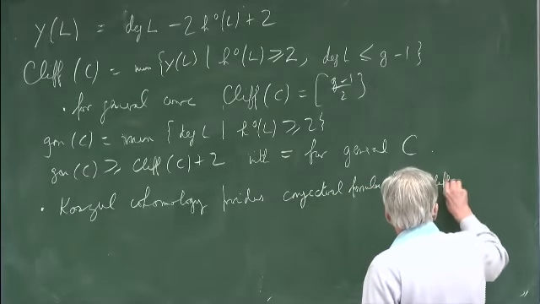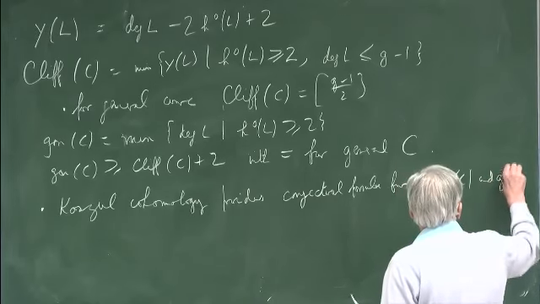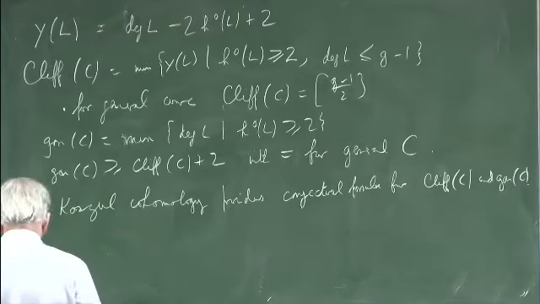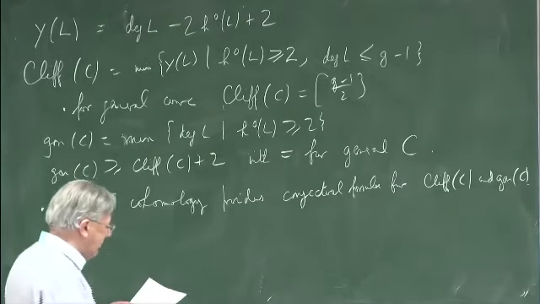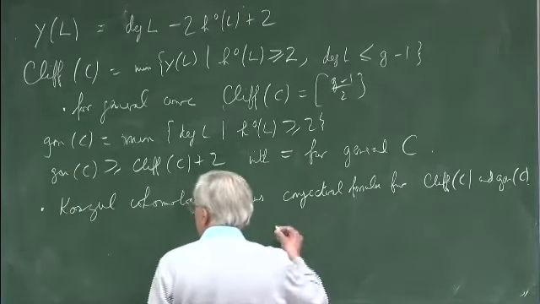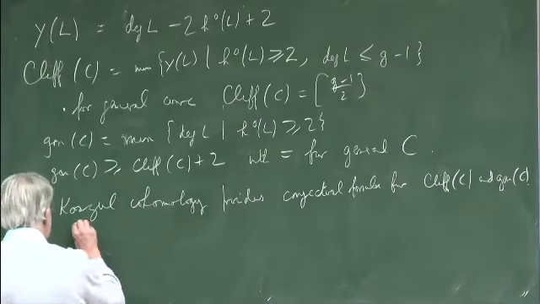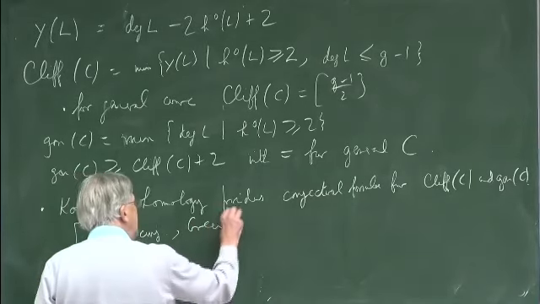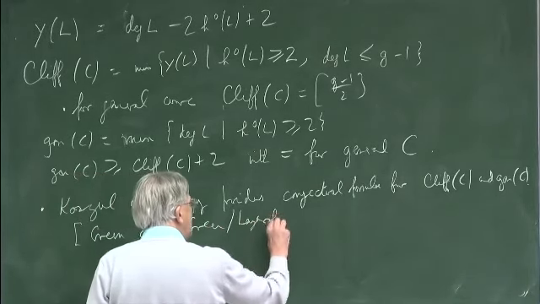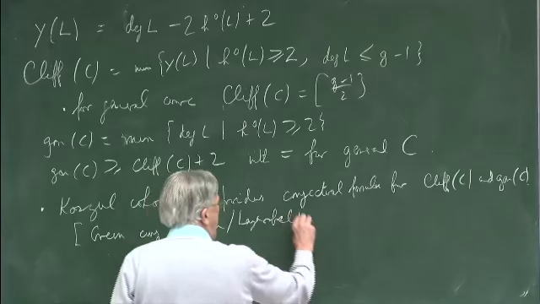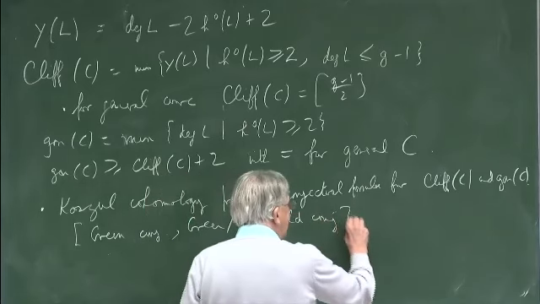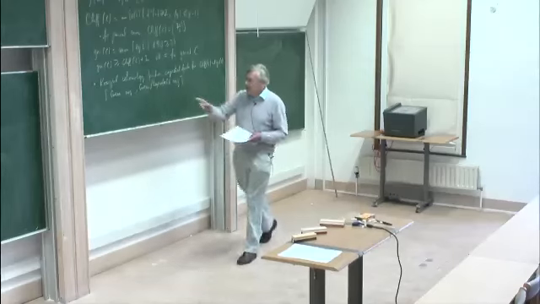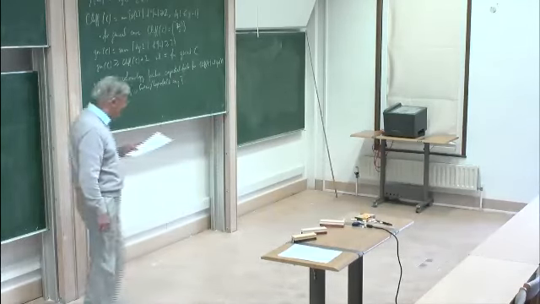Cliff C and gon C in terms of non-vanishing of certain Koszul cohomology groups. The two relevant conjectures are the Green conjecture and the Green-Lazarsfeld conjecture. I won't go into details of these, but just to remark that they've been proved now in very many cases. Particularly the Green conjecture has been proved in lots and lots of cases.